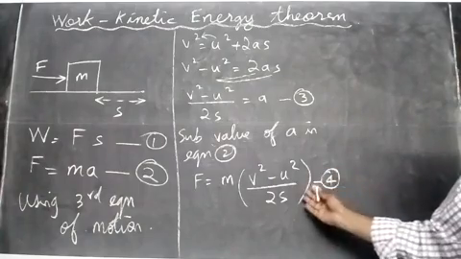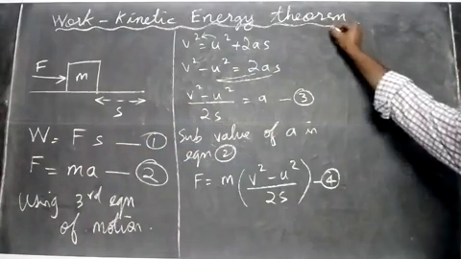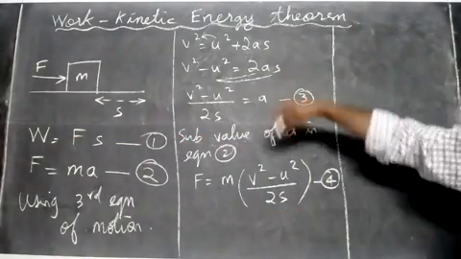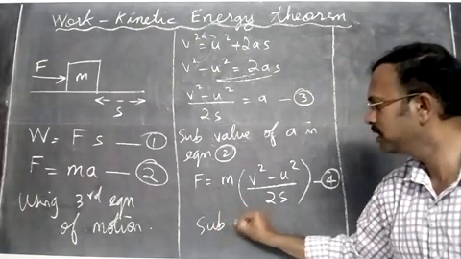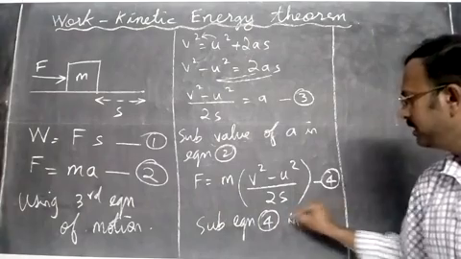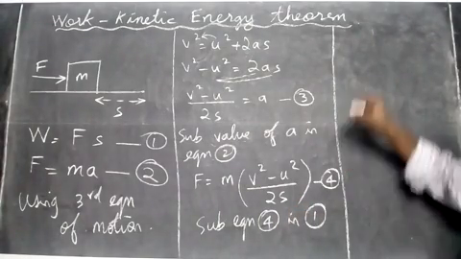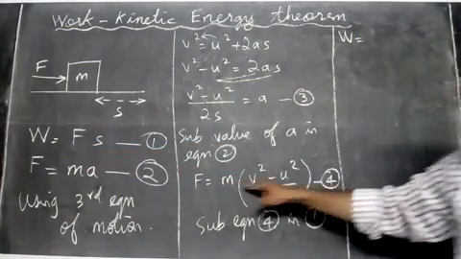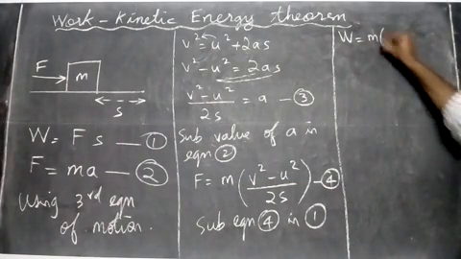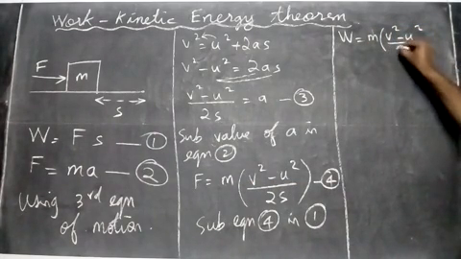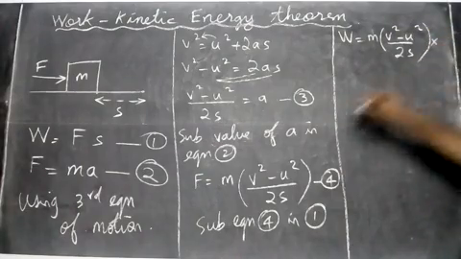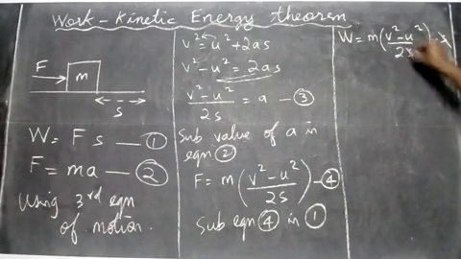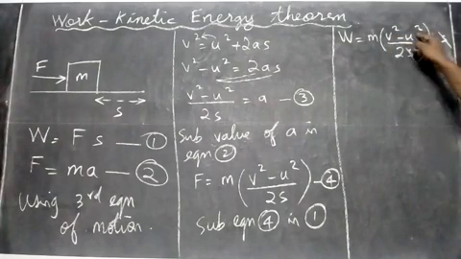Now we take equation 4 and substitute it in equation 1, because our aim is to find the formula for work. So substitute equation 4 in equation 1. What we get is W, work, is equal to force. Instead of force, we get this quantity, that is m into v square minus u square by 2s, into s. Here you can see s and s will cancel. So we are left with m into v square minus u square by 2.